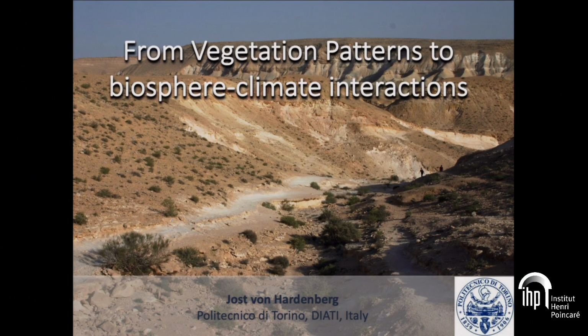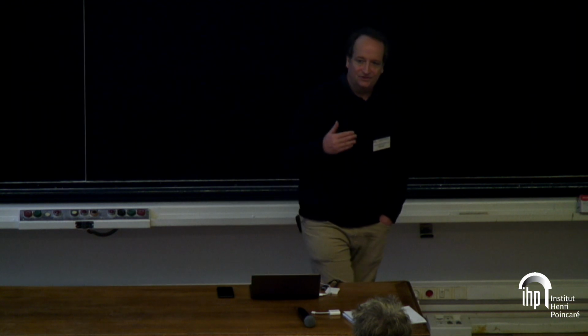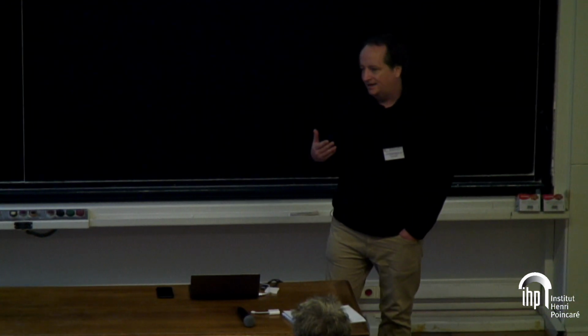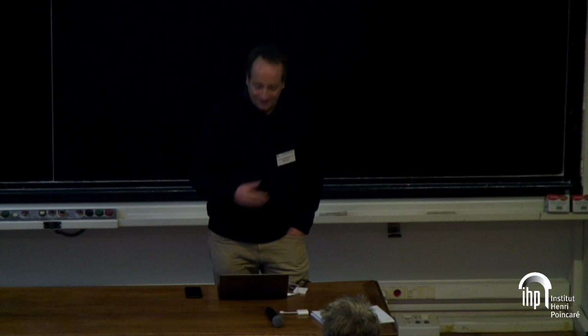So I will actually start by talking about vegetation patterns, and particularly about climate, vegetation, soil and water interactions in drylands. These areas are obviously characterized by one important point: the limiting resource for vegetation in these areas is obviously water.